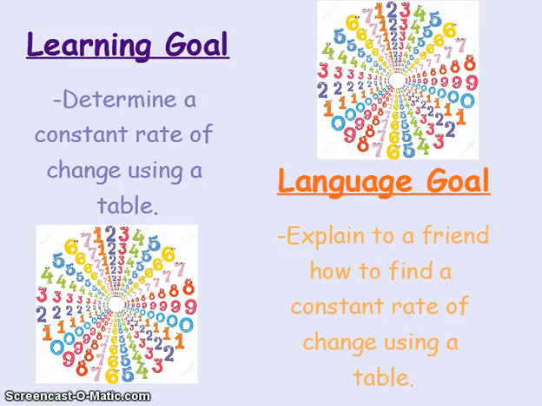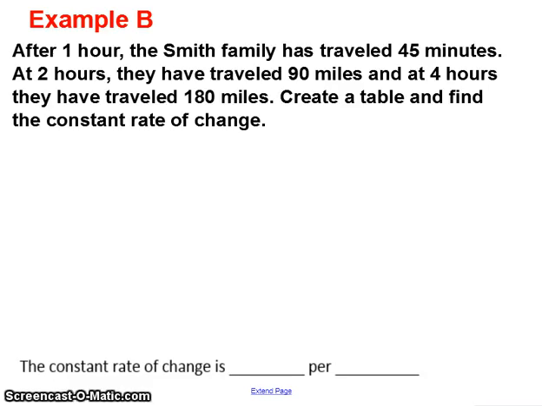Okay, looking back at our learning goal, determine a constant rate of change using a table, and explain to a friend how to find constant rate of change. Okay. It says after 1 hour, the Smith family has traveled 45 minutes. At 2 hours, they have traveled 90 minutes. And at 4 hours, they have traveled 180 miles. I think I said minutes up there. Create a table and find the constant rate of change.